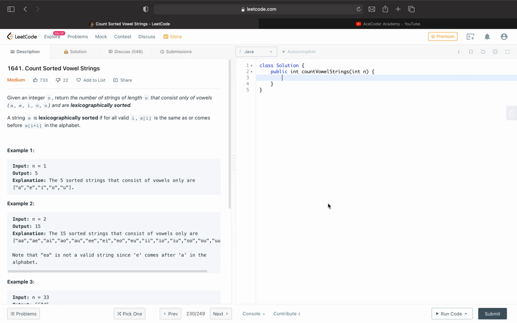So, hi guys, hope each one of you is doing well. So, today we will be discussing this problem which is count sorted vowel strings.